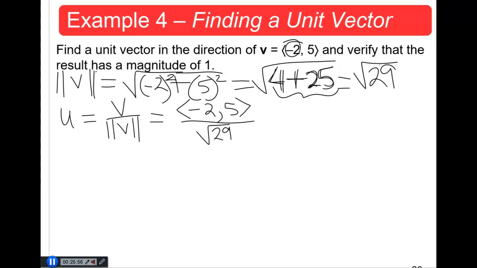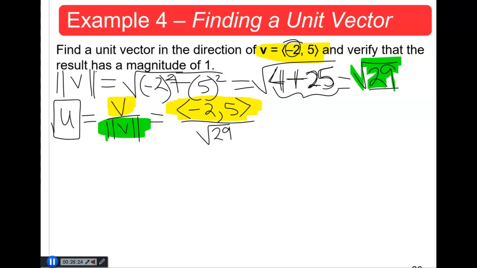So we got the square root of 4 plus 25. We add what's inside the radical first. We get 29, and we leave it like that because 29 is not a perfect square, so the square root is not an integer. And then the unit vector, vector u, is going to be vector v, the original one that we have here in component form, divided by the magnitude of vector v, which is what we found on the previous step.